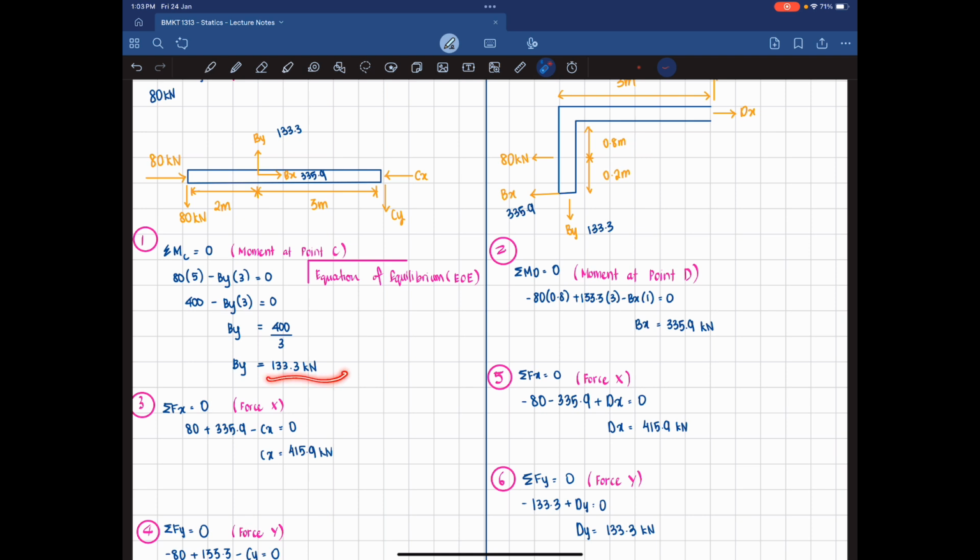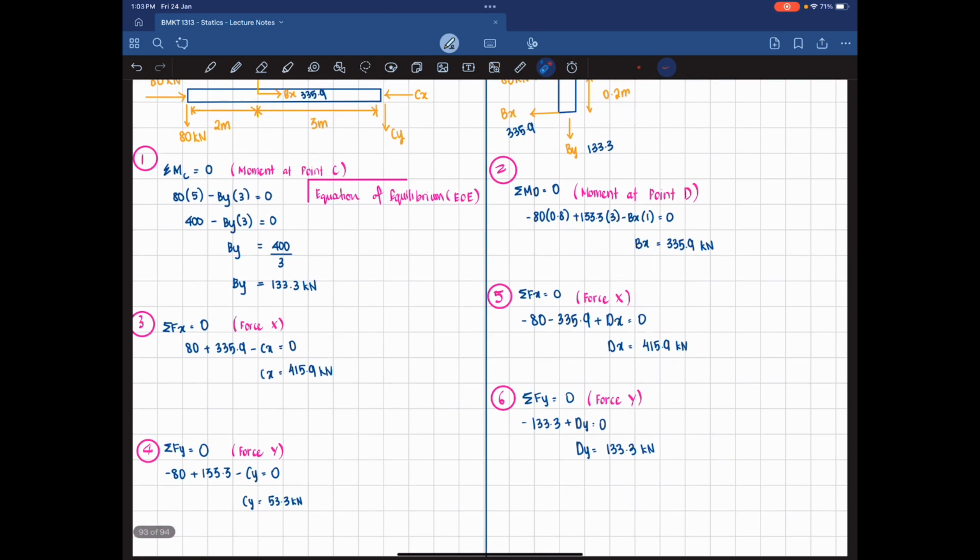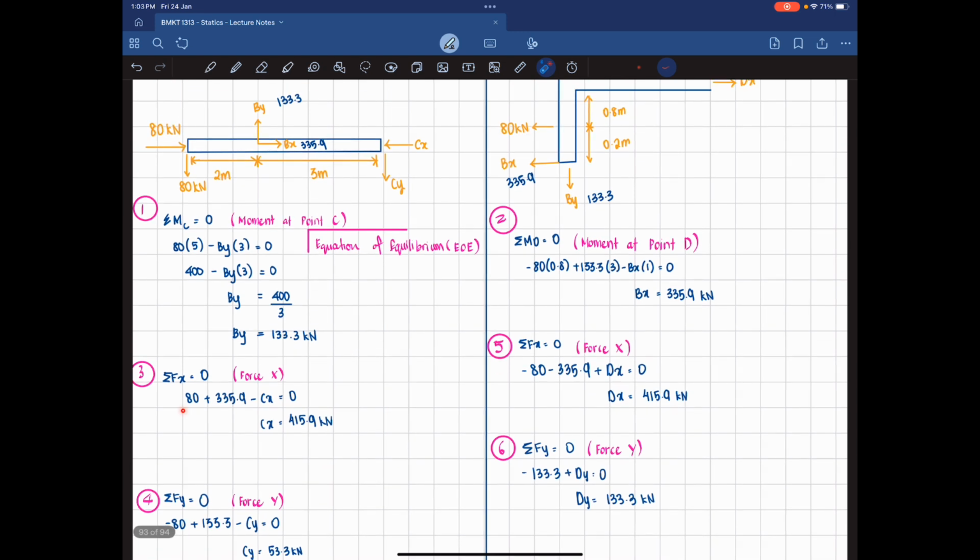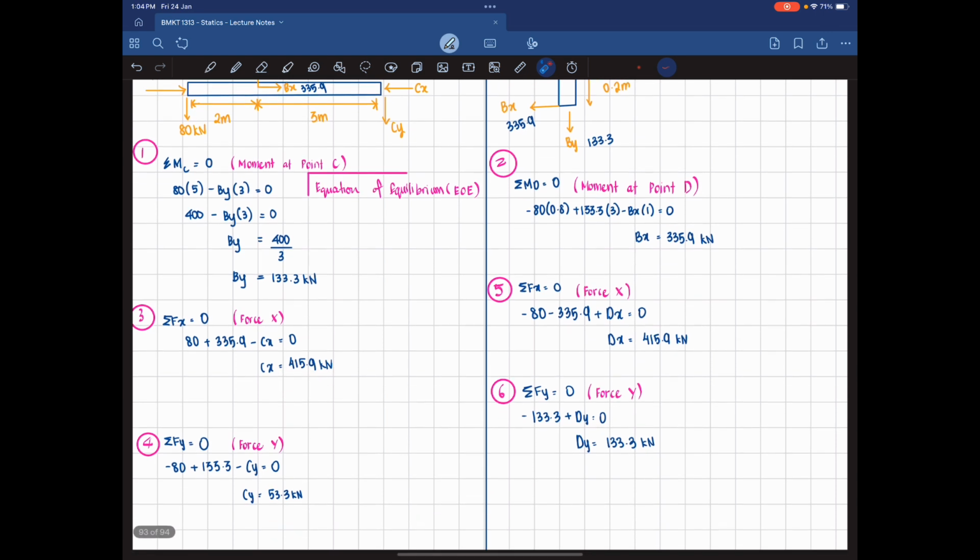Since we have been able to find the moment at point C and moment at point D, which is 133.3 kilonewton at C and 335.9 kilonewton at D, we are able to find force X and force Y. Here we'll be using 80 kilonewton plus 335.9 kilonewton minus Cx. We haven't found the value of Cx. By using this EOE, we are able to find Cx, which is 415.9 kilonewton.